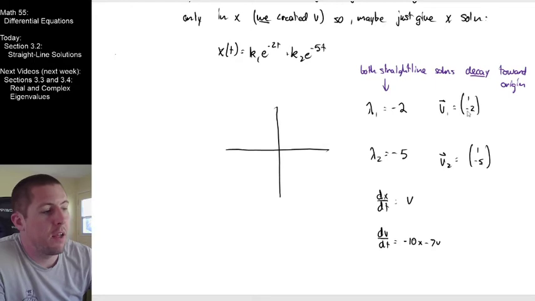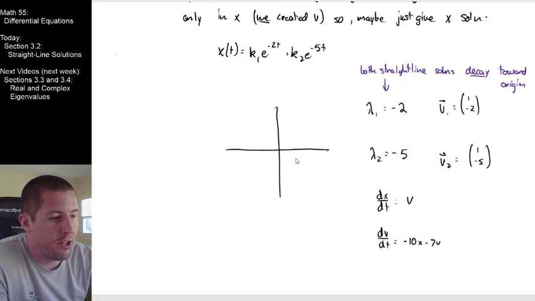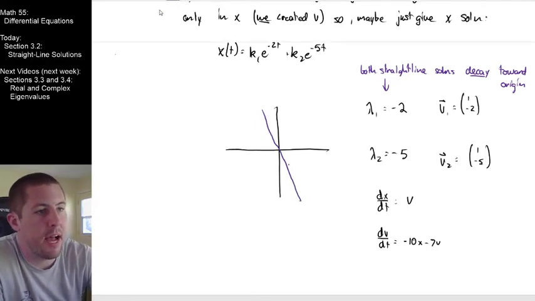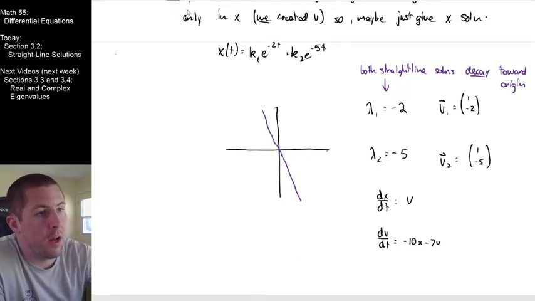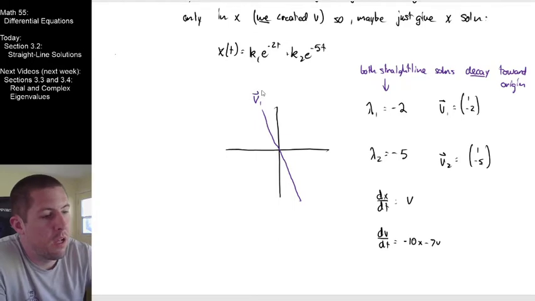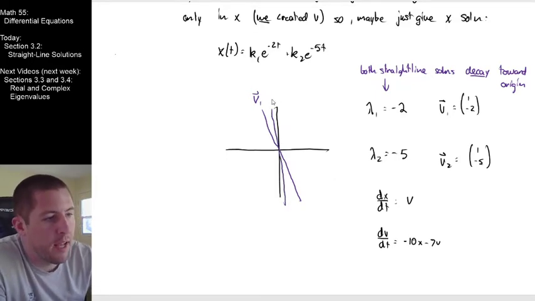So my two lines are the straight line through the origin that passes through 1, negative 2. I can think of this as a line of slope negative 2 passing through the origin here. Okay, I did pretty good. Let me just get rid of that dot. And I'm going to call this thing V1. We also got 1, negative 5. So that's going to be a line of slope negative 5. That's going to be the much steeper line passing through the origin as well. That's our V2. I know that on both of these lines, I expect my straight line solutions to be decaying towards the origin.